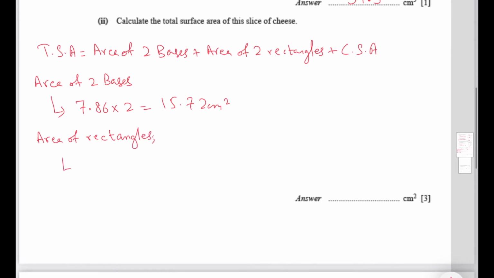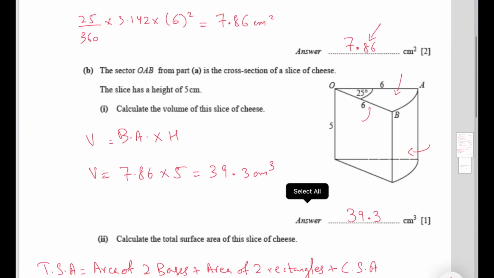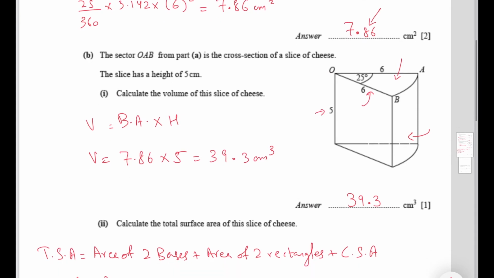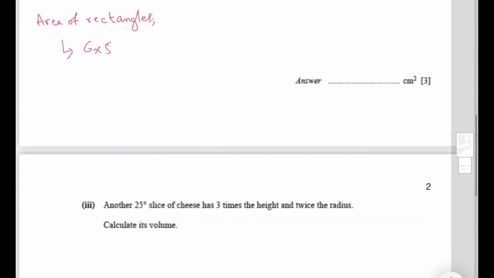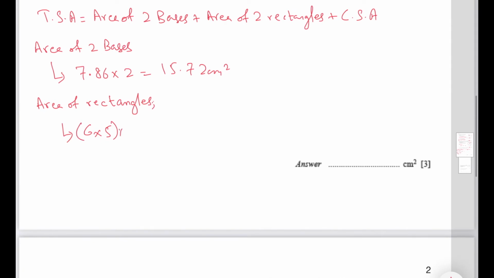Then let's find the area of rectangles, the two rectangles that we have. How do you find the area of that? Let's multiply this dimension, which is 6, with the height, which is 5. So you do 6 times 5 times 2, which gives us 60 centimeters squared.